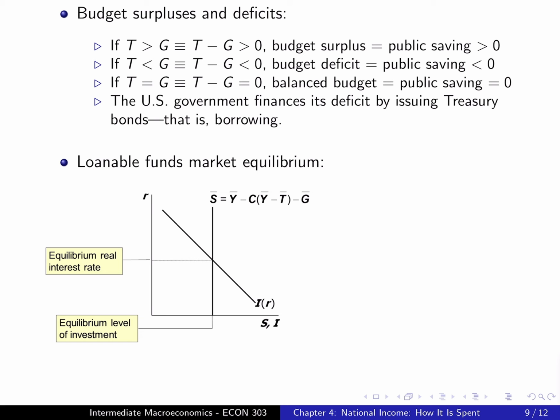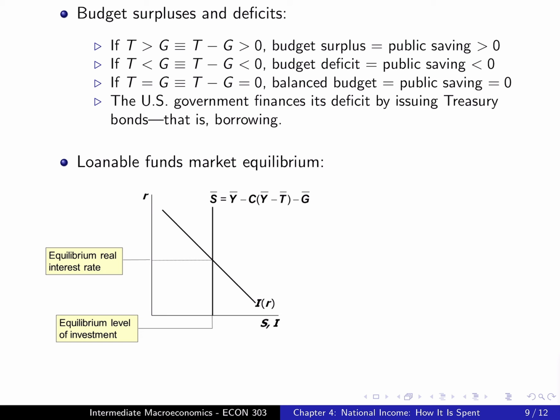Loanable funds market equilibrium. The real interest rate adjusts to bring savings and investment into balance. This graph illustrates the equilibrium in a loanable funds market. The vertical line represents national saving, denoted by S bar equals Y bar minus C of (Y bar minus T bar) minus G bar. Since income Y bar, taxes T bar, and government spending G bar are all fixed, saving is exogenous and constant.